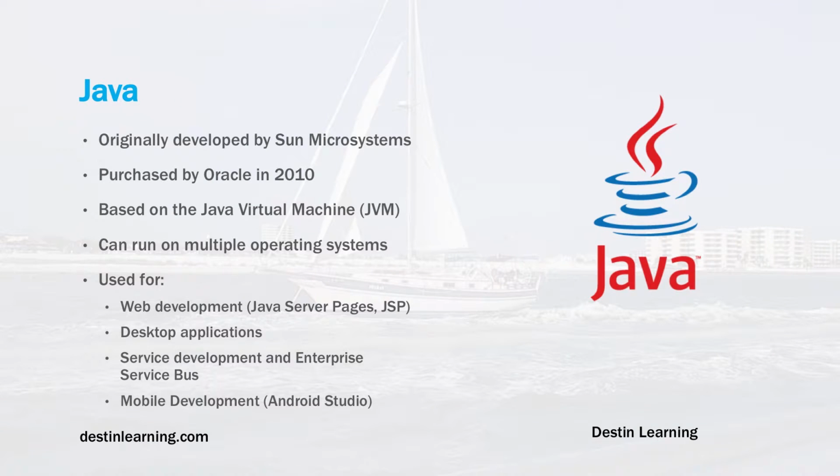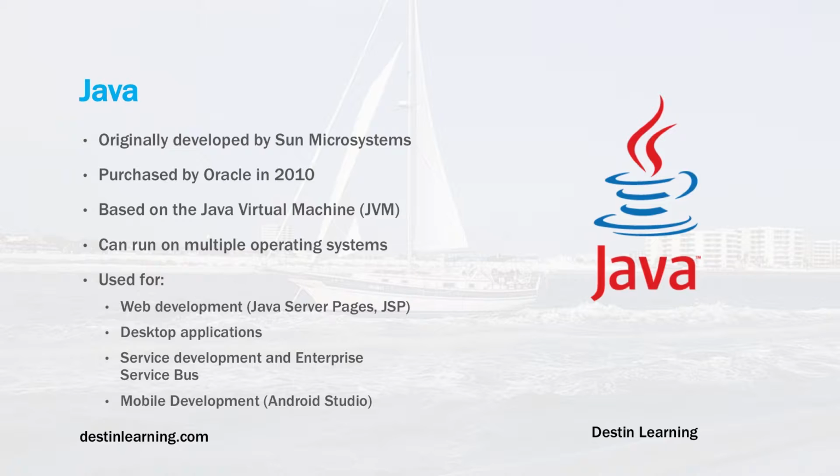Another popular platform on the market today is Java. Java was originally developed by Sun Microsystems, but that company was purchased by Oracle in 2010. Oracle now maintains and distributes Java products. Java is based on the Java Virtual Machine, or JVM.